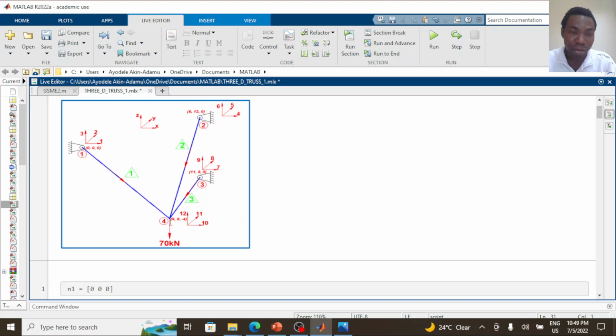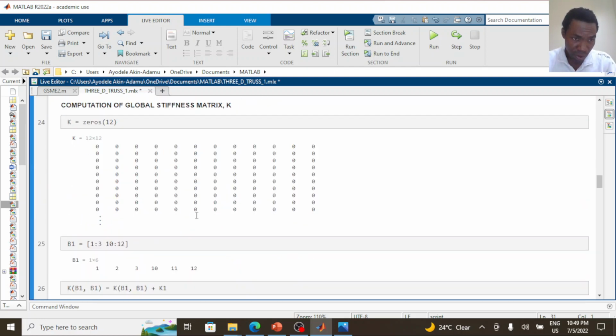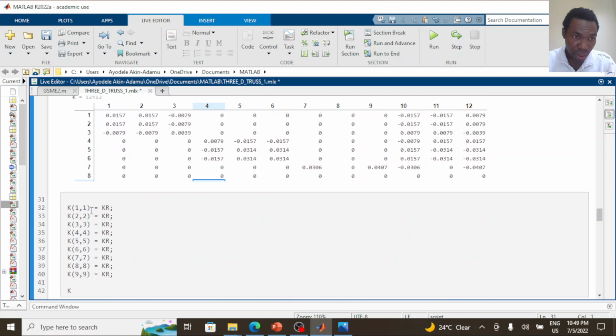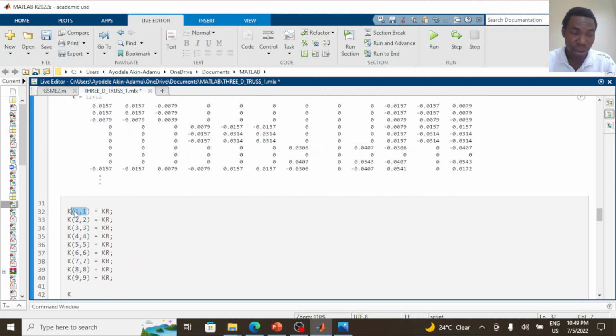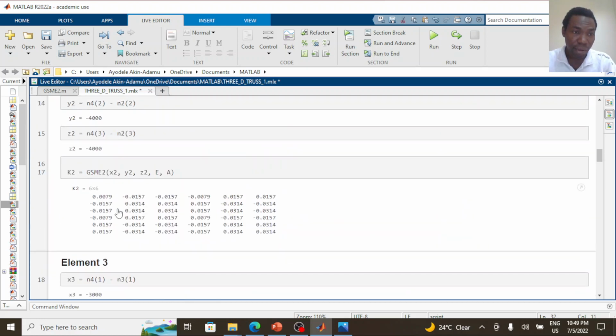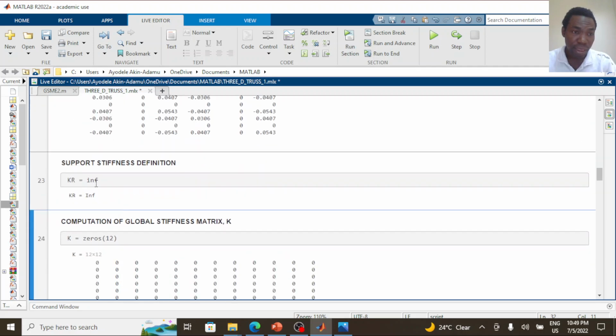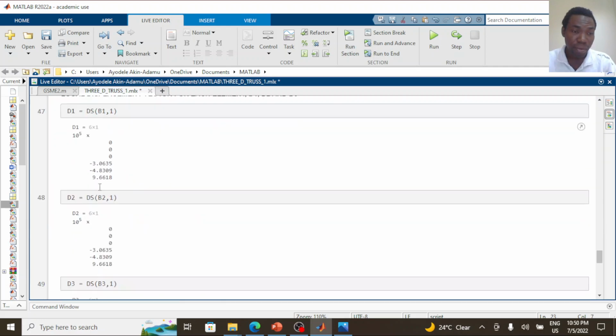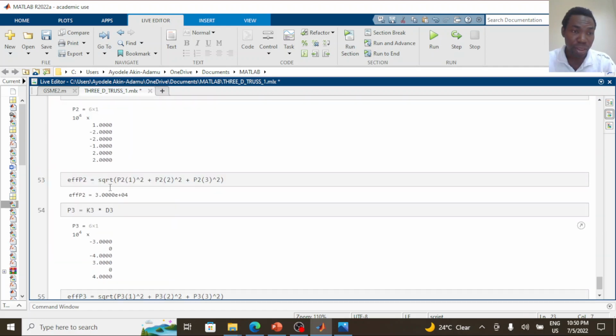Node 4 does not have any support, it's free to move. So no need to add support stiffness at node 4 for degrees of freedom 10, 11, 12. But for 1 through 9, we add a large stiffness, which is what I did there. At 1, column 1, that is for degree of freedom 1, I added a large stiffness, KR. I already defined KR somewhere in my code. Let me see if I can find it. You can see KR equals infinity. So I'm adding infinity at 1, 1, because there is no movement at that joint.